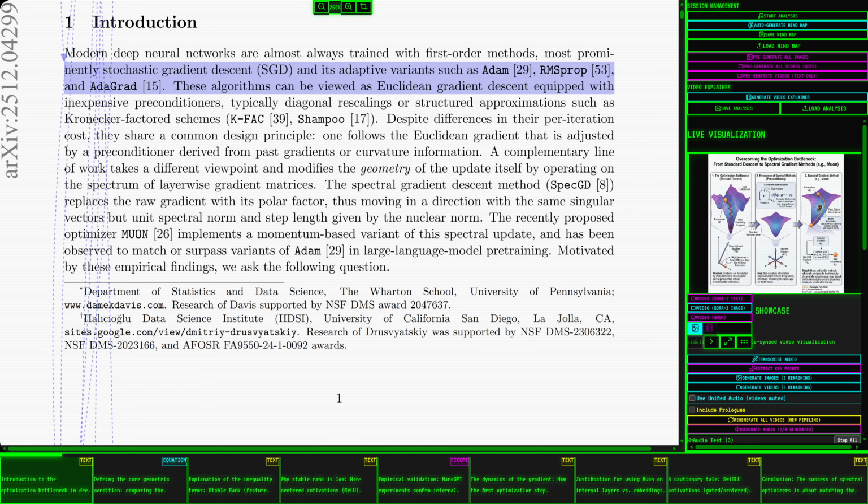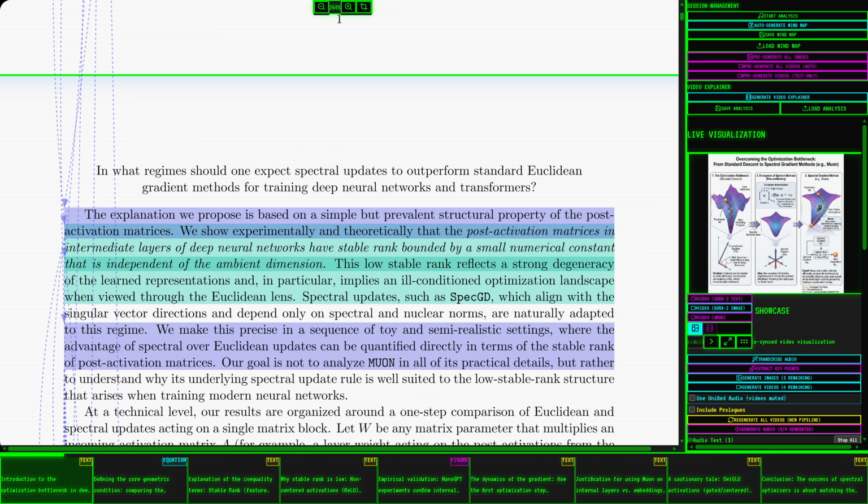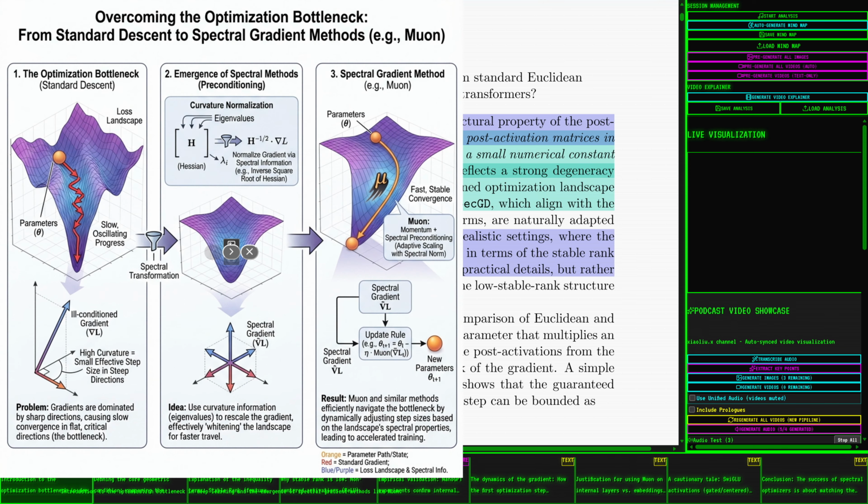Right, and that's the core mission for this deep dive. We want to answer that one question: under what precise geometric conditions should these spectral updates actually outperform the standard Euclidean methods? It has to be geometry, but what geometry? And the sources provide this surprisingly elegant and quantitative answer.